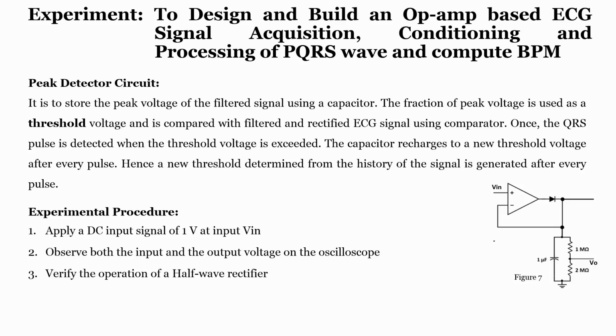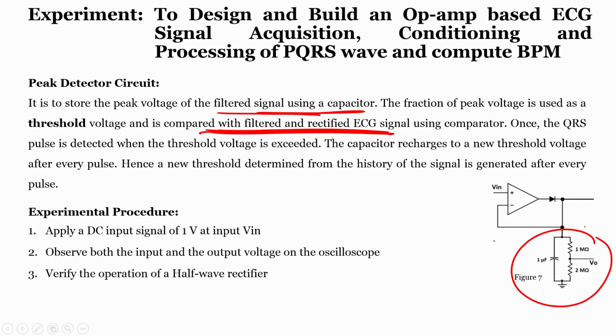So, what is the role of the peak detector? The peak detector is used to store the peak voltage of the filtered signal using a capacitor. A fraction of the peak voltage is used as a threshold voltage and is compared with the filtered and rectified ECG signal. Once the QRS pulse is detected, when the threshold voltage is exceeded, the capacitor recharges. Here you can see the capacitor recharges to a new threshold voltage after every pulse, and the new threshold voltage determined from the history of the signal is generated after every pulse. It is very simple.